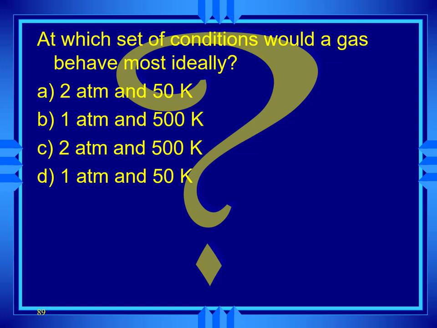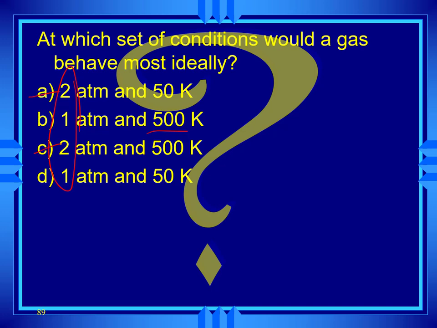So which set of conditions would a gas behave most ideally? We answered this before. Let's check and make sure you still remember which one it is. So you'll notice that I have to choose between 1 and 2 atmospheres. When does it work better? At low pressure, high pressure? Well, the lower the pressure, the better, so I'm expecting it to be 1 atmosphere.